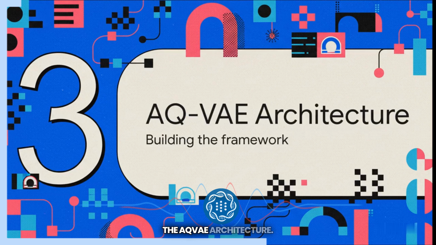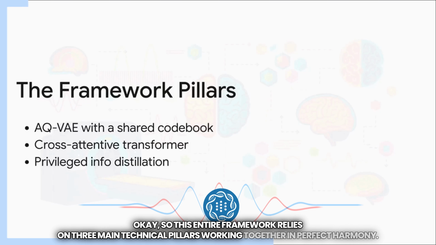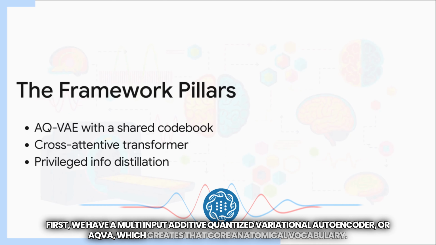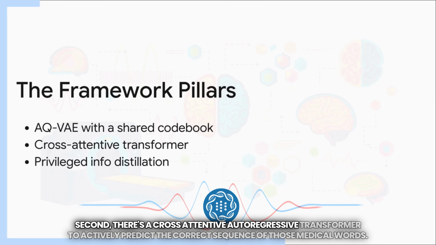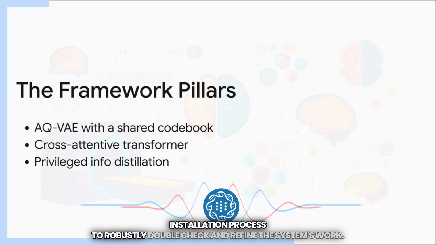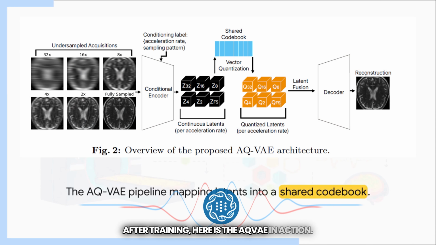Section 3. The AQVAE architecture. Okay, so this entire framework relies on three main technical pillars working together in perfect harmony. First, we have a multi-input additive quantized variational autoencoder, or AQVAE, which creates that core anatomical vocabulary. Second, there's a cross-attentive autoregressive transformer to actively predict the correct sequence of those medical words. And third, they use a really unique on-policy privileged information distillation process to robustly double-check and refine the system's work after training. Here is the AQVAE in action.